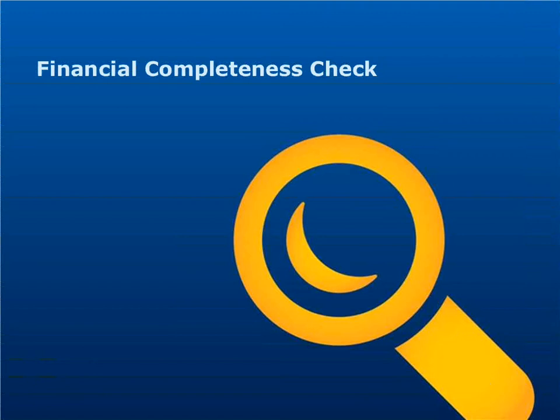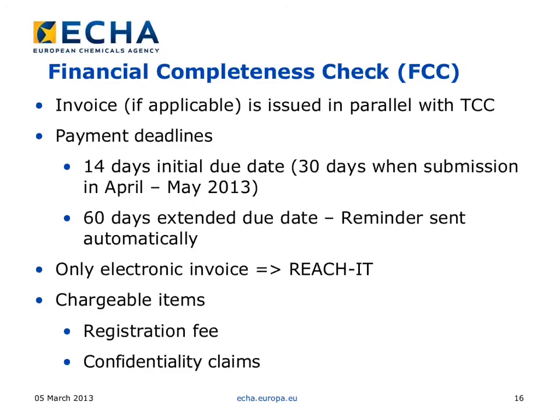The next step for your dossier is the financial completeness check. During the time your dossier undergoes technical completeness check, an invoice is issued. If you want to have a successful registration, you should pay your invoice within the deadline. The initial deadline to pay your invoice is 14 days after your invoice is issued. If you submit your registration dossier between April and May this year, your initial due date will be 30 days from the creation of the invoice.